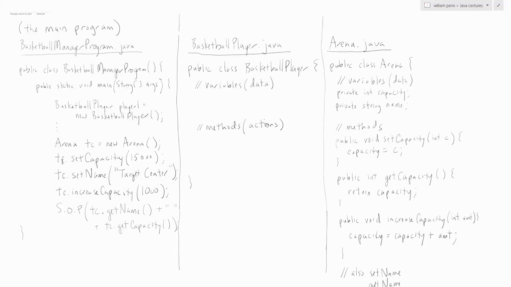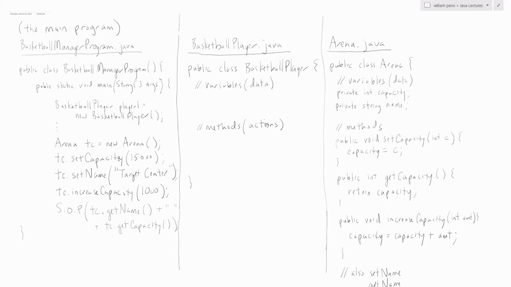So I'm taking that TC object and calling setCapacity with 15,000. What that will actually do is set the capacity variable for that particular target center object to be 15,000. And again, keep in mind, I can create another arena object down here called something else, Wells Fargo Arena, and I can set the capacity of that to whatever it is, 13,000. And these are completely different things, right? Each object has its own copy of this capacity variable. So every object that's created will have its own capacity.